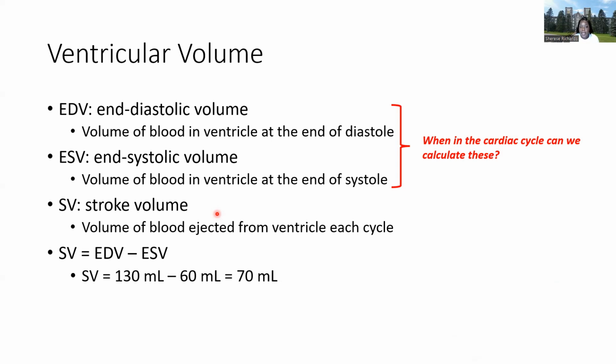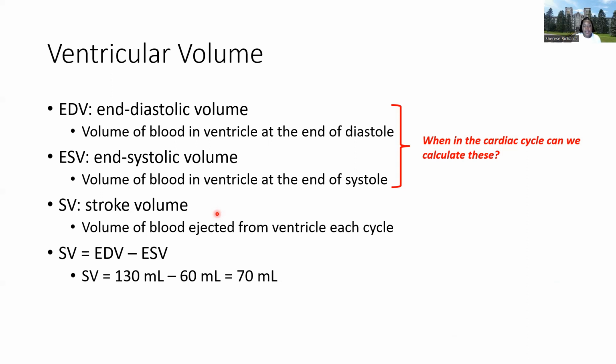So diastole is that filling phase. It is the phase in which we have blood filling into the ventricle. At the end of the filling phase, when we measure how much blood is in that ventricle, this is called the end diastolic volume. It's the total amount of blood that has filled into the ventricle.